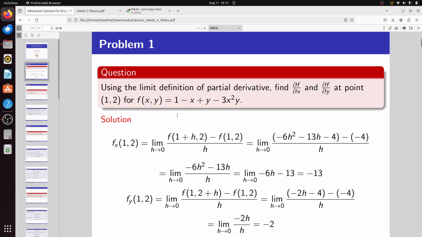So the first problem is, using the limit definition of partial derivatives, you need to find del f del x and del f del y at the point (1, 2) for f(x,y) equal to 1 minus x plus y minus 3x square y.